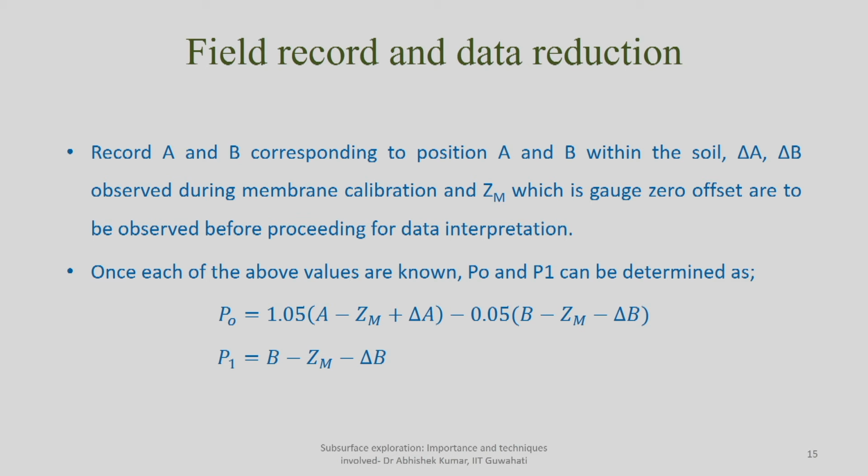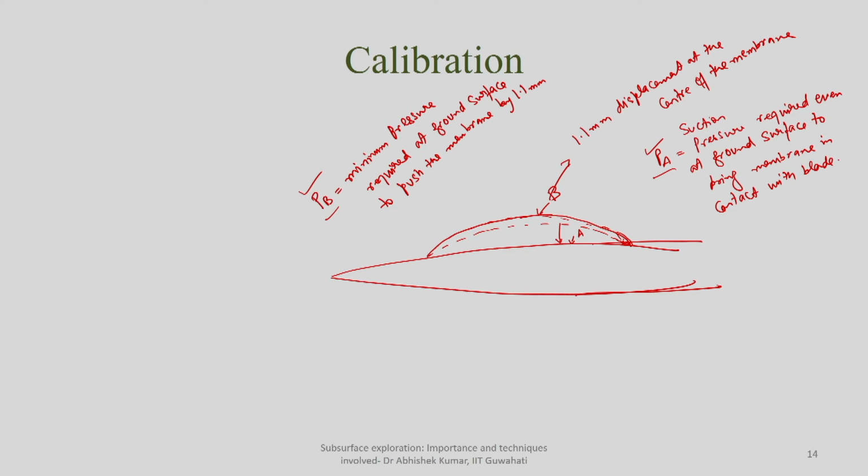Zm, the gauge 0 offset, is also to be observed. So delta A is how much pressure is required, as in the previous one, this is delta A, this is delta B, and Zm is like a gauge 0 correction kind of thing.